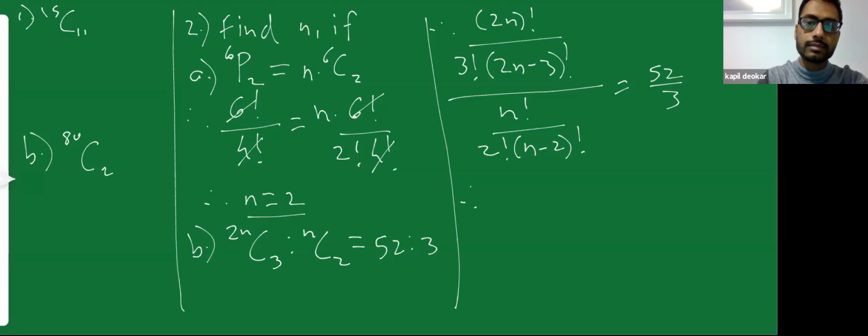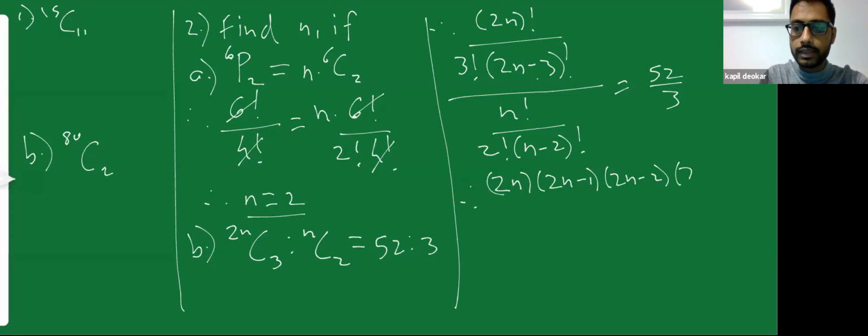Okay, let's simplify this. In my numerator, I can say that it is 2n. I will keep on reducing because I have 2n minus 3 over here. Next term would be 2n minus 1. Then I'll have 2n minus 2. And then finally, I'll get 2n minus 3 factorial. We have seen this in the factorial exercise.